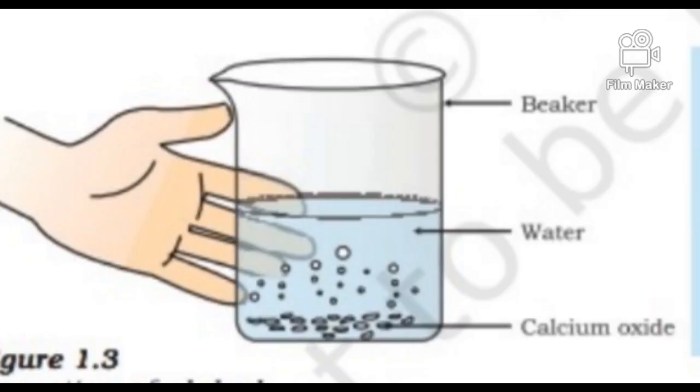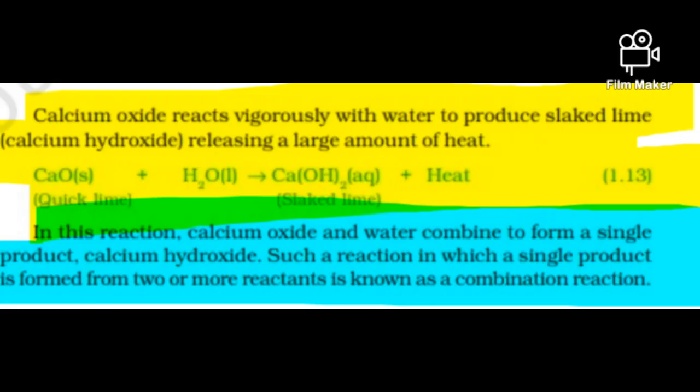Next we have an activity where calcium oxide is being added to water. We see the bubbles, and that means there is an evolution of gas, that means some reaction is taking place. So calcium oxide reacts vigorously with water to produce slaked lime, that is calcium hydroxide, and it releases a large amount of heat. So anywhere the heat is released, we call it an exothermic reaction, and you can actually feel the jar or the beaker hot. So it becomes warm or hot depending upon how vigorous the reaction is.